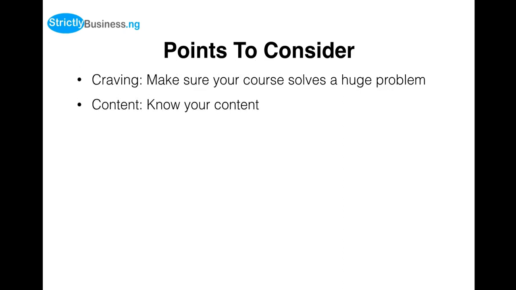The next one is content. A video course is different from an ebook. In an ebook, you can research, you can even copy other people's work, which is illegal actually, but people do it and they get away with it. But in a video course, you actually need to be the one speaking. It has to be your original content. Even if it's not your original content, you have to say it, you have to teach it, you have to explain it. So if you do not know it, it will easily show that you do not know.